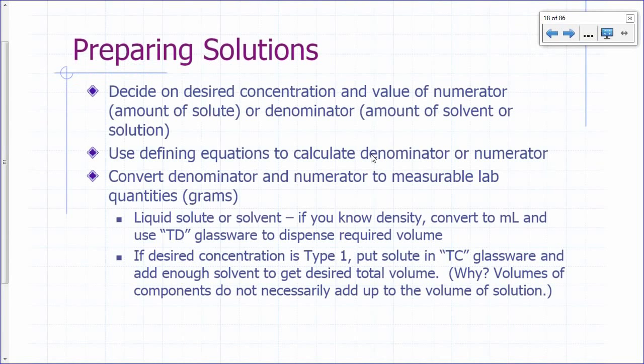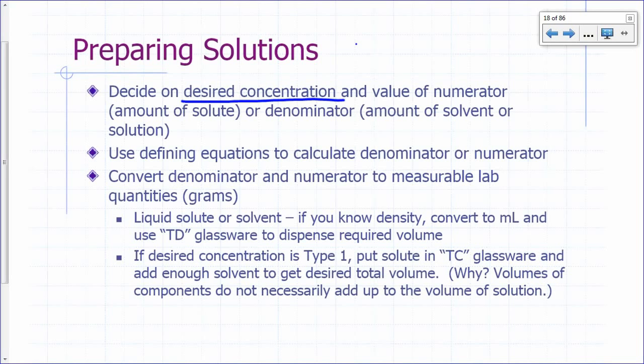Let's talk about preparing solutions in the lab. Let's say you want to make a solution in the lab. Obviously, one of the things you want is a particular concentration. You want to decide beforehand what concentration you want, and you also want to decide how much of the solute you're going to use, or how much of the solvent you're going to use, or how much solution you want.